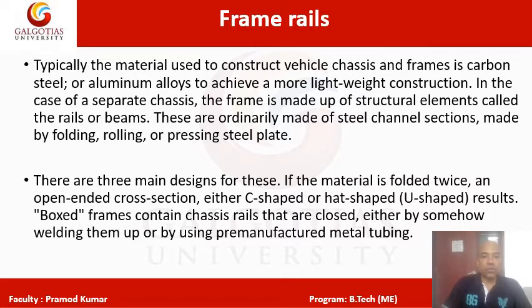Typically, the material used to construct vehicle chassis and frame is carbon steel or aluminum alloy to achieve a more lightweight construction. In the case of a separate chassis, the frame is made up of structural elements called rails or beams. These are ordinarily made of steel channel section made by folding, rolling, or pressing steel plate. There are three main designs of these. If the material is rolled twice into an open-ended cross section, either a C section or hat section, a U shape results. A boxed frame contains chassis rails that are closed either by welding them up or by using pre-manufactured metal tubing.